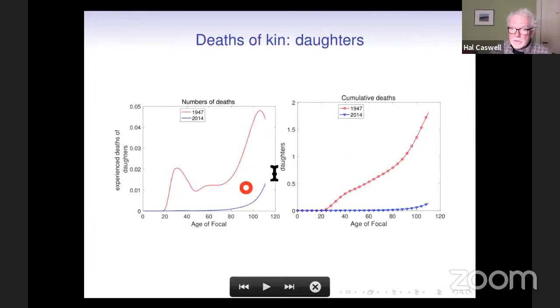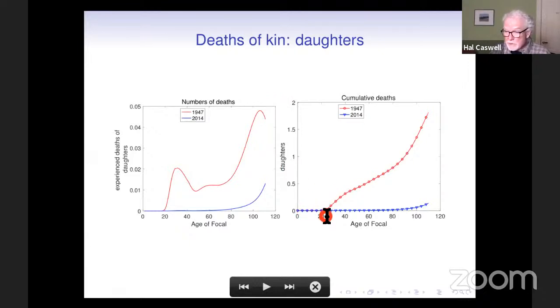So this is what happens when you look at the deaths of daughters in Japan. The blue line here is under 2014 conditions. It's extraordinarily rare for focal to experience the death of a daughter before focal is about 80 years old. Whereas under 1947 conditions, many times more likely to experience the death of a daughter earlier in life and much more so. This is the cumulative number of deaths up to a given age.